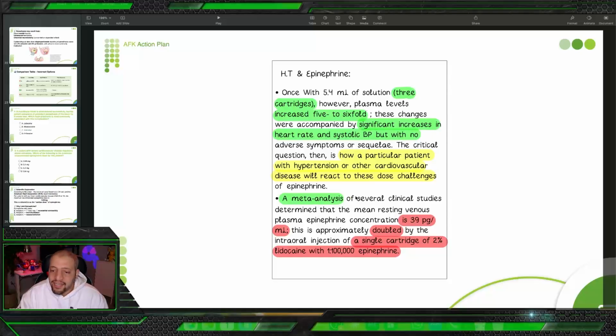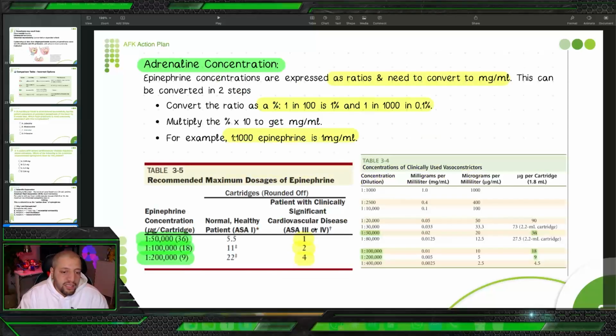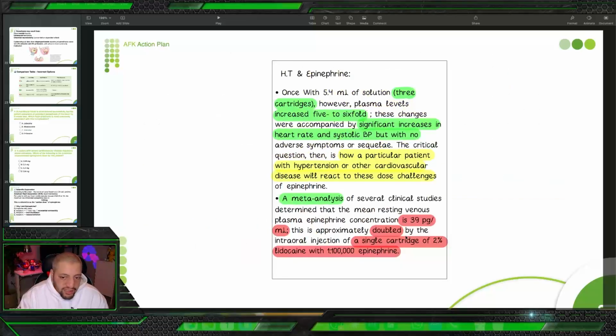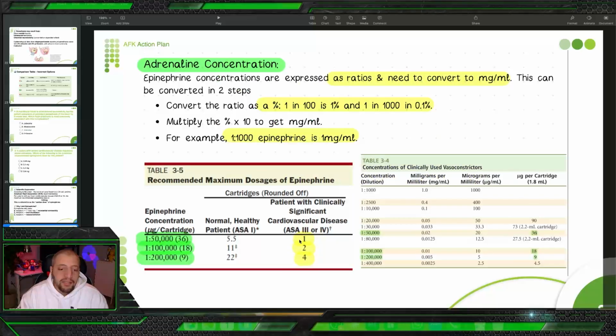They did a meta-analysis of several clinical studies and determined that the mean resting venous plasma epinephrine concentration is 39, which is approximately doubled by the intraoral injection of a single carpule of 1 to 100,000. Okay, let's make it easier. This is the rationale about the number, and this is the number.